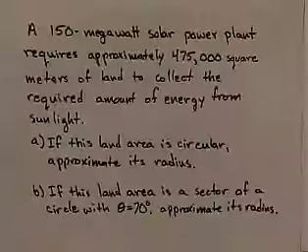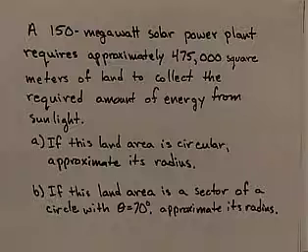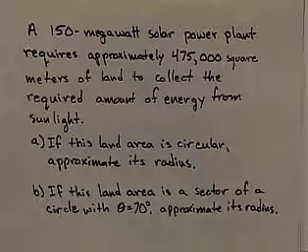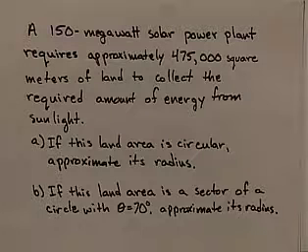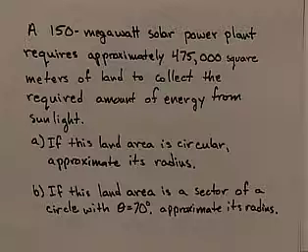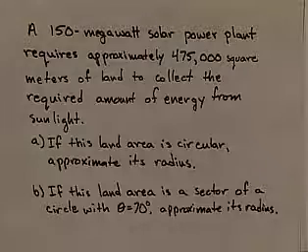A 150 megawatt solar power plant requires approximately 475,000 square meters of land to collect the required amount of energy from sunlight. Now, the first part says if this land area is circular, approximate its radius. And the second part says if this land area is a sector of a circle with theta equal to 70 degrees, approximate its radius. So we'll start with part A.